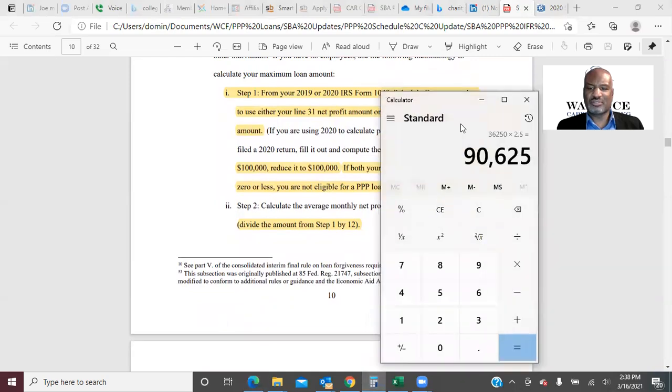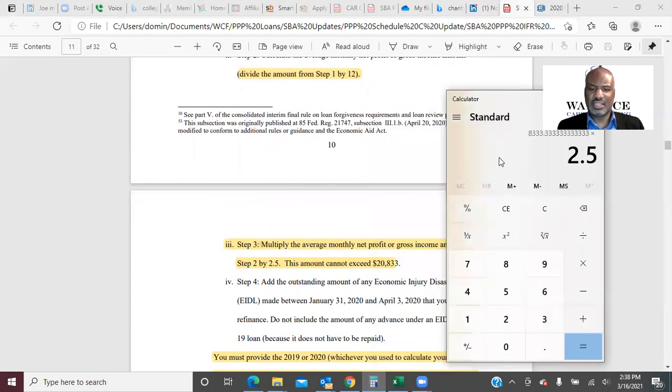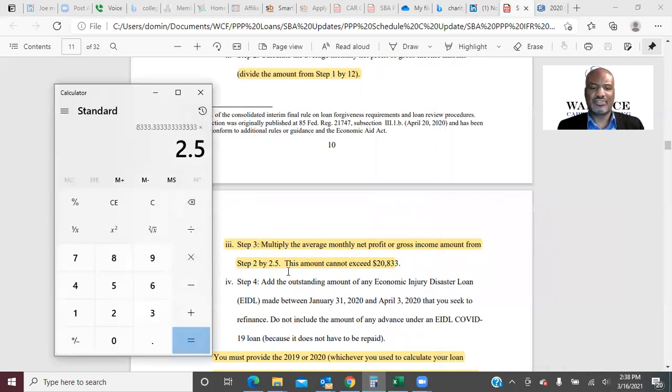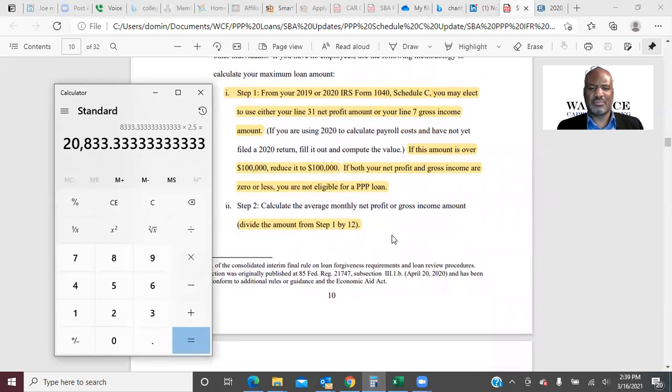So 100,000 divided by 12 is that amount, times 0.25. So that'll be the next part. Multiply the average net profit or gross amount from step 2 by 2.5. The amount cannot exceed $20,833.